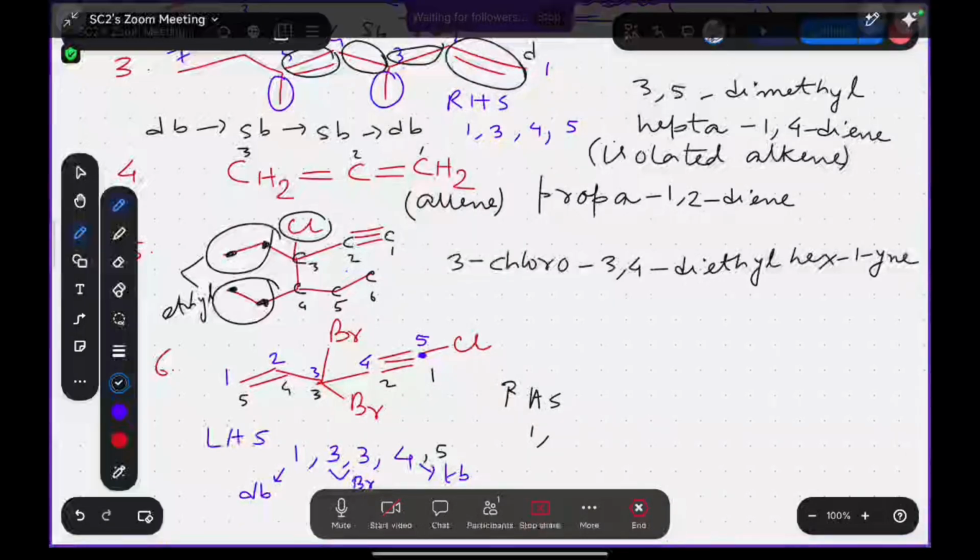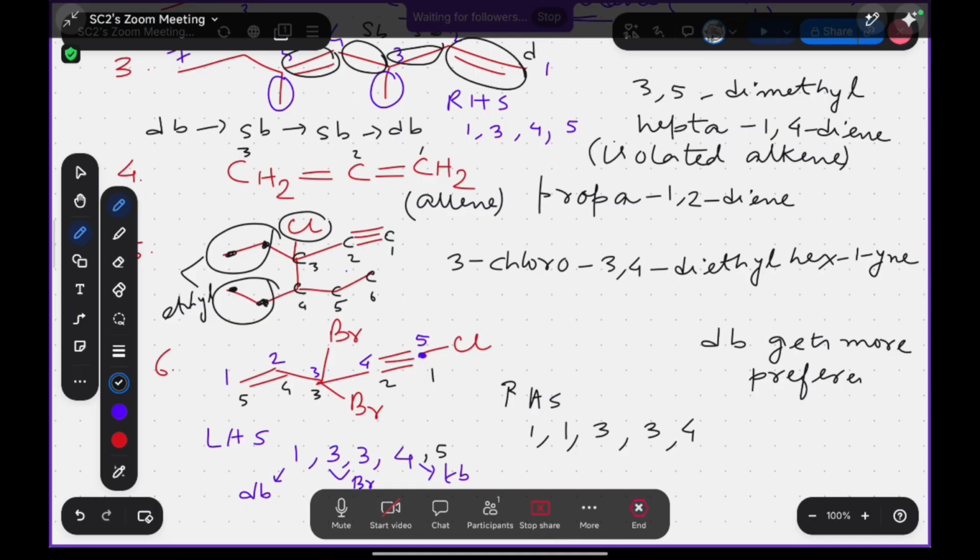So it is 1 position chlorine, 1 position triple bond, 3 position we are having the bromine atoms, and the 4th position we are having the double bond. Always the double bond is given the lower locant. Double bond gets more preference. So what do we see? The right hand side numbering is wrong. Left hand side is the correct one. So let's erase it. Right hand side will be the wrong one.